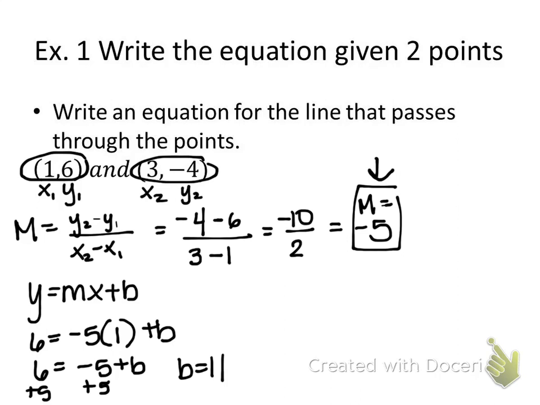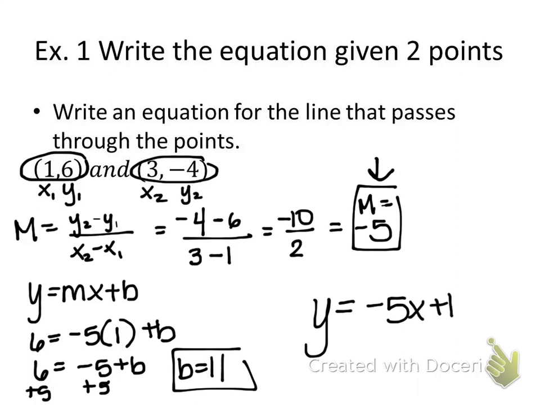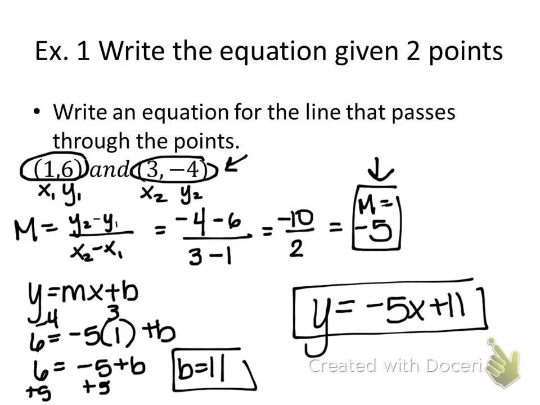Remember, the two things I have to have in order to write an equation in slope-intercept form are m and b. Now I have both of those things, and I can plug them in. y equals negative 5x plus 11. Okay? Like I said, if you wanted to use 3, negative 4 and plug in negative 4 here and 3 there, you would still get the exact same answer. You would still get that b is 11. It would just use different points. All right? So let's do the next one of these.